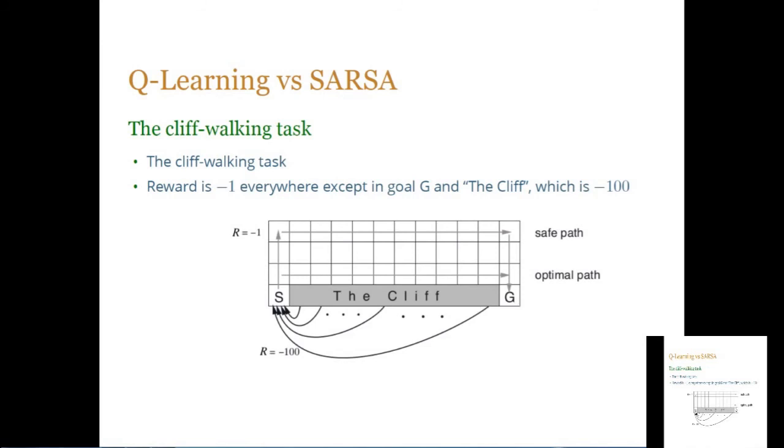So Q-learning lives in this kind of optimistic world where it thinks that the best possible action I could have taken is the one I should have done, and then that's the one I use for my update. That causes Q-learning not to accumulate this experience of falling off the cliff being a bad thing.